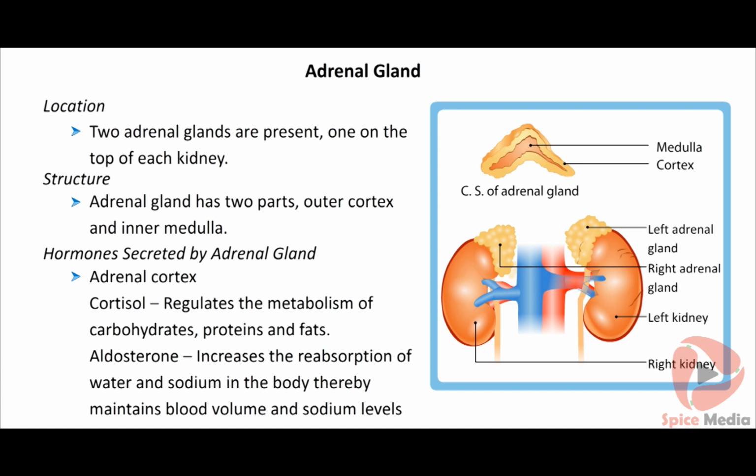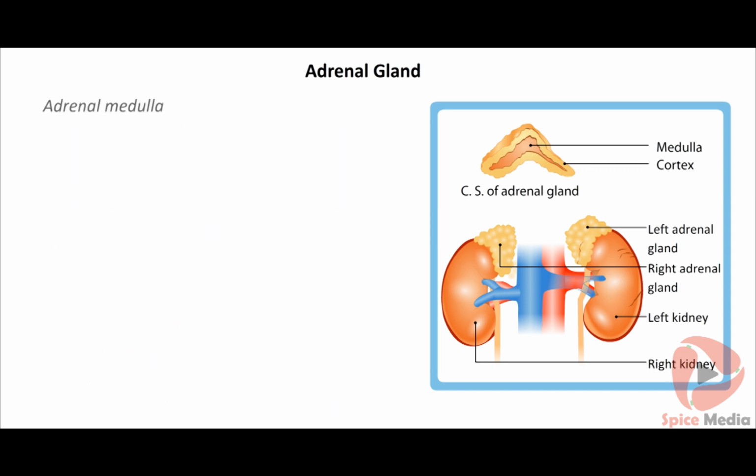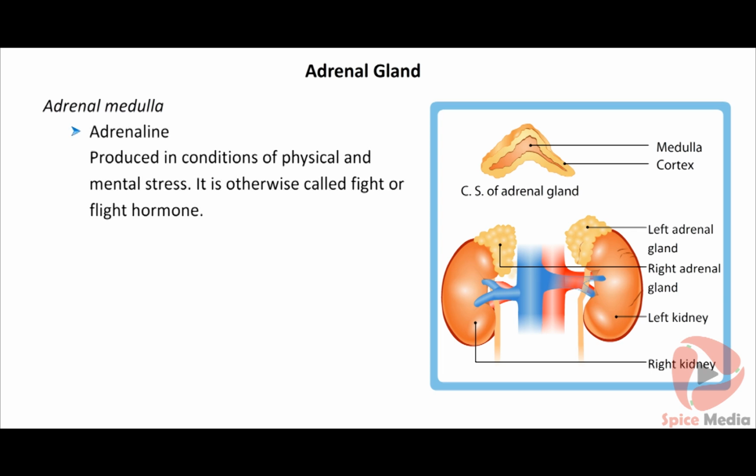Cortisol regulates the metabolism of carbohydrates, proteins, and fats. Aldosterone increases the reabsorption of water and sodium in the body, thereby maintains blood volume and sodium levels. The medulla part of the adrenal gland secretes a hormone called adrenaline. This hormone is produced in conditions of physical and mental stress. Therefore, it is otherwise called fight or flight hormone.